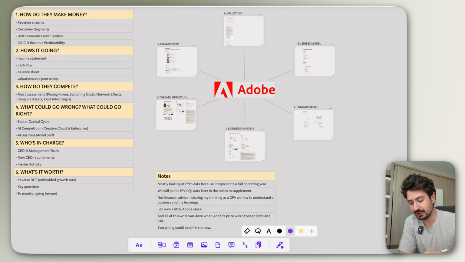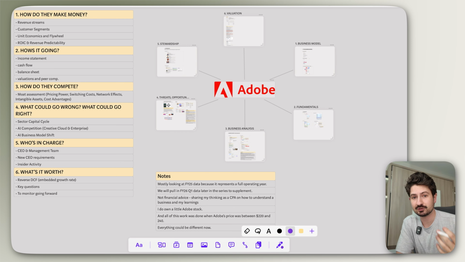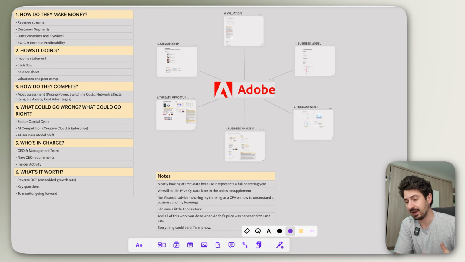So today we're going to be looking at the business analysis, and really this is a moat analysis. We're going to be trying to understand the ways that Adobe competes and continues to hold their position in the market despite increasing competition over the last few years from Canva and Figma and obviously AI.